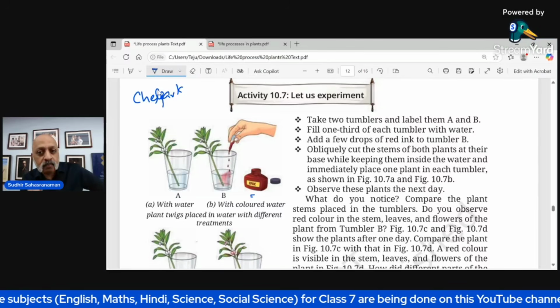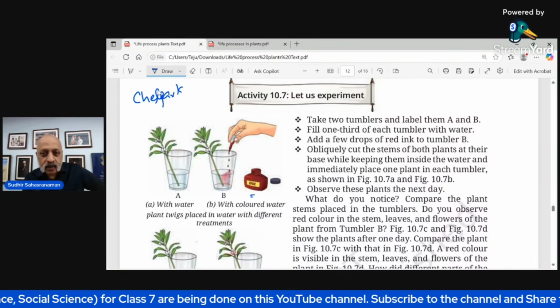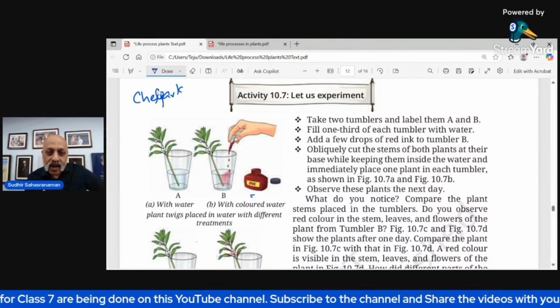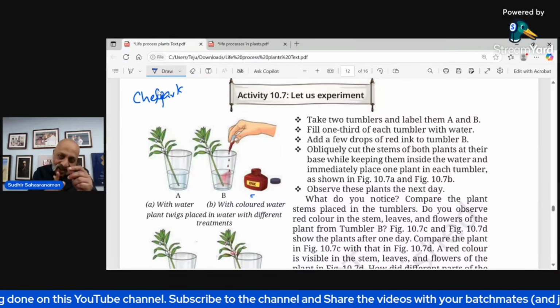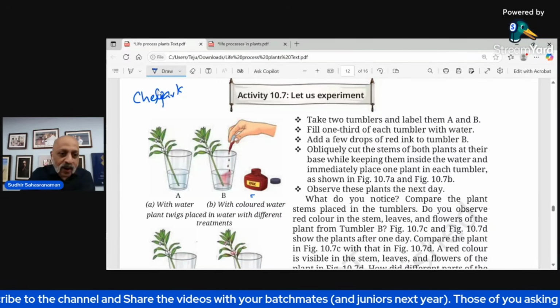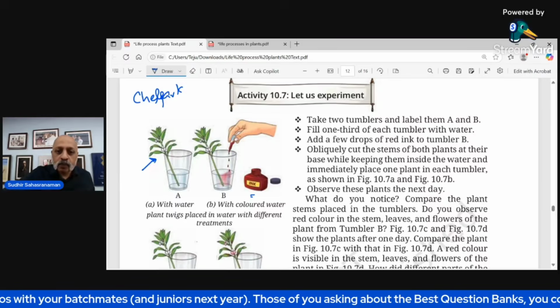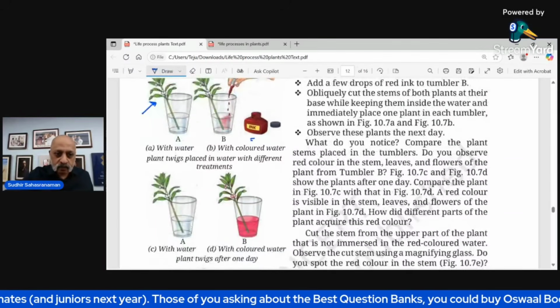Now take 2 tumblers and label them A and B. Okay. Fill 1/3 of the tumbler. Then you put red ink into tumbler B. And then you cut obliquely, means at an angle, you cut the twig of the plant, which has these white flowers also. You can see those white flowers out here, right? And you place 1 plant in each tumbler.